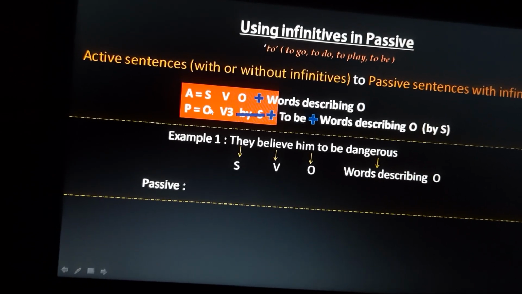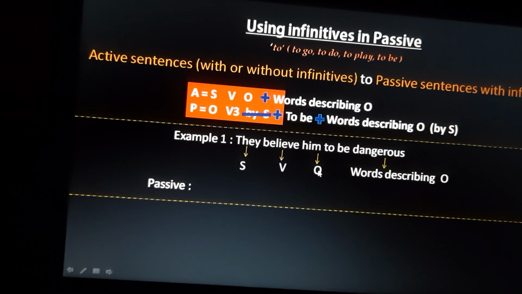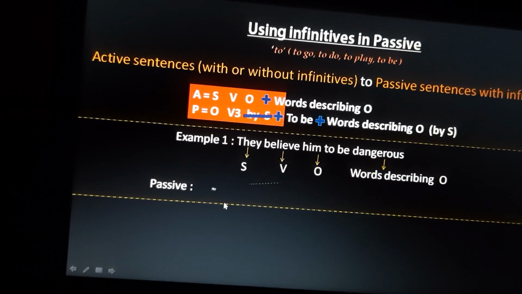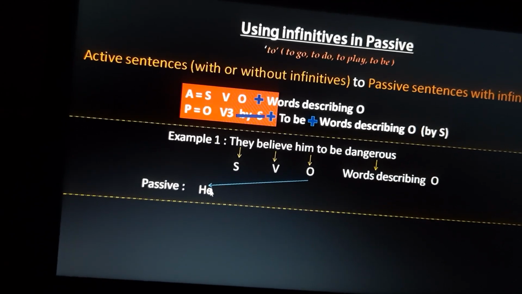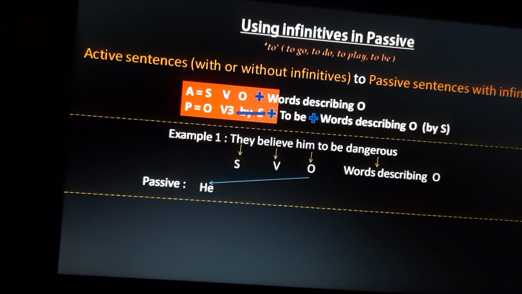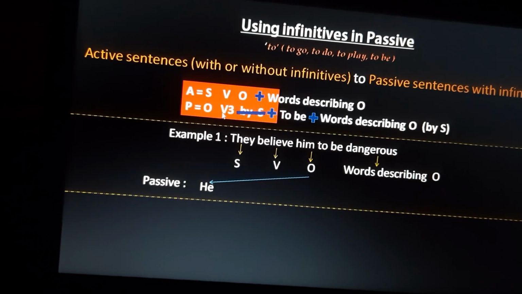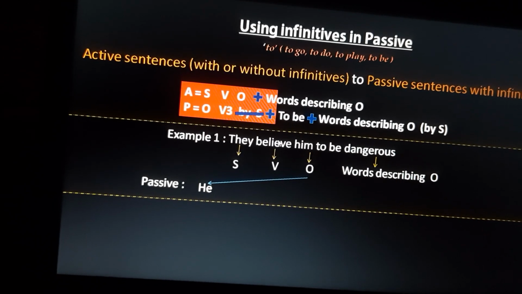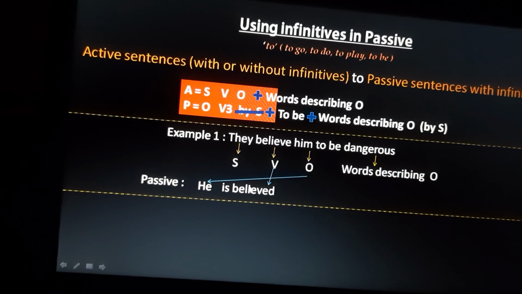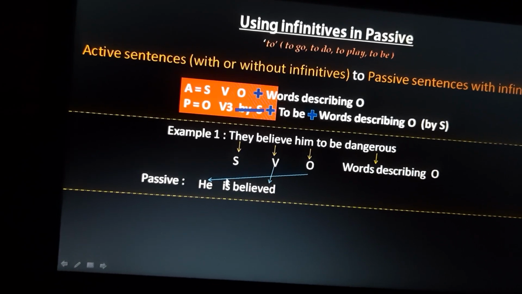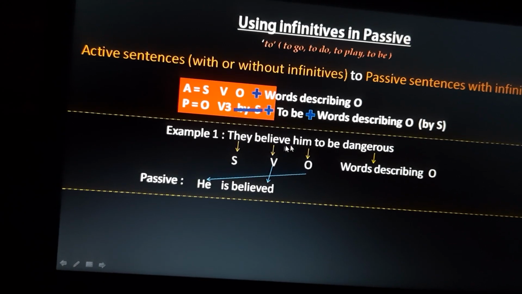First we have here, the object. So the object will have to come here to the first position. When him goes to the first position, it becomes he. Next in the formula we have V3 form. So we will have to convert believe into its V3 form, which is believed. We have added is here because this sentence is in present tense.